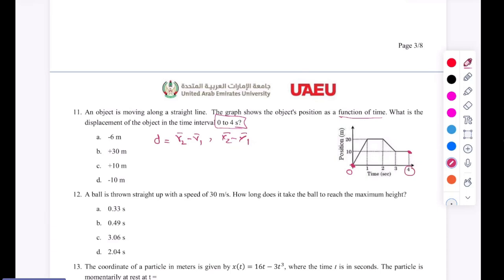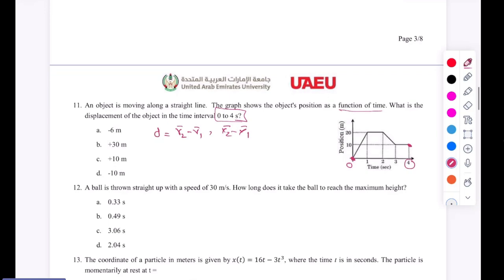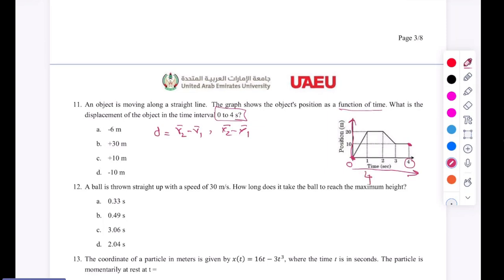No, this is the time axis. He wants the position. So at time 0 the position is 0, and at time 4 the position at this point is 10. So you will get 10 minus 0, which is 10. So your answer is 10. This is a type 2 question.